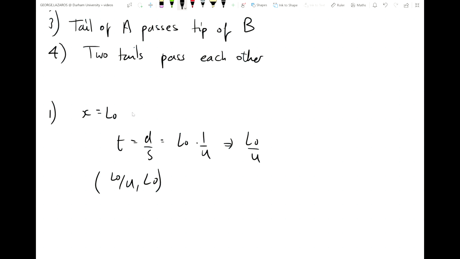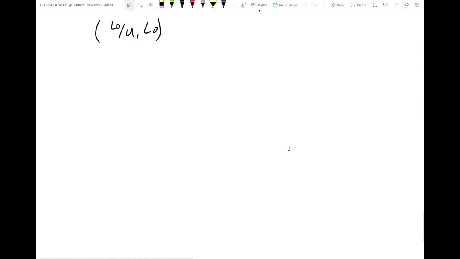Simple. Now next up is when the missile is fired, and that's probably the trickiest one, but actually when you think about it, it's not that hard at all. So we want to think about, from an observer in frame B, the time and position that the missile is fired from the tail of A.